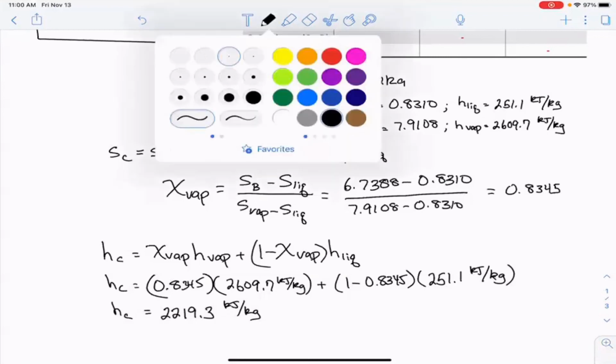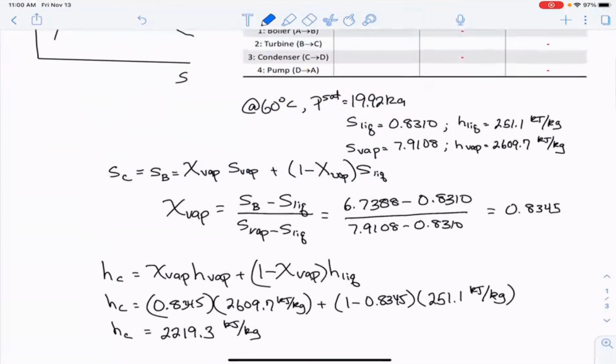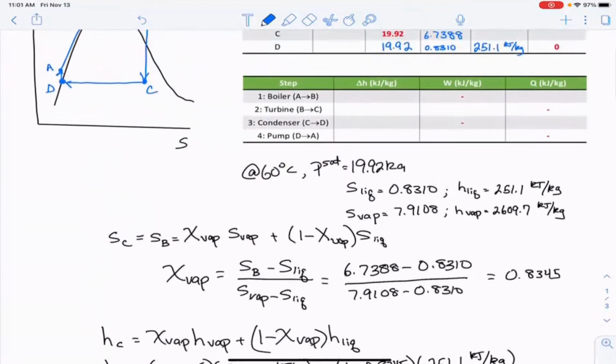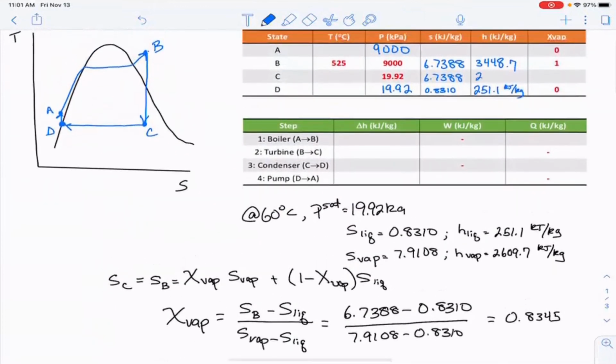Okay, and what I'm going to do is, since I'm keeping this table, which I do for Rankine problems to just kind of keep everything organized, I'm going to fill in the table. So this is 2219.3 kilojoules per kilogram. All right, and so now that only leaves the enthalpy of state A to be solved for.